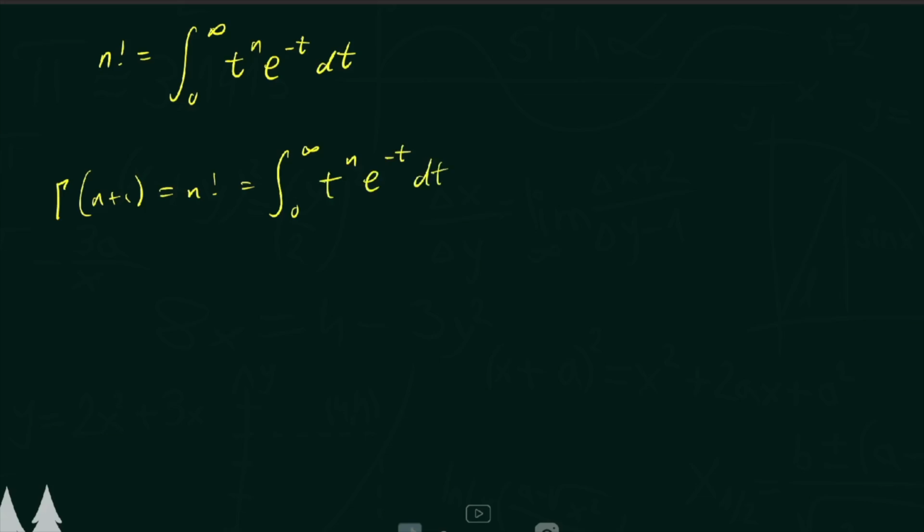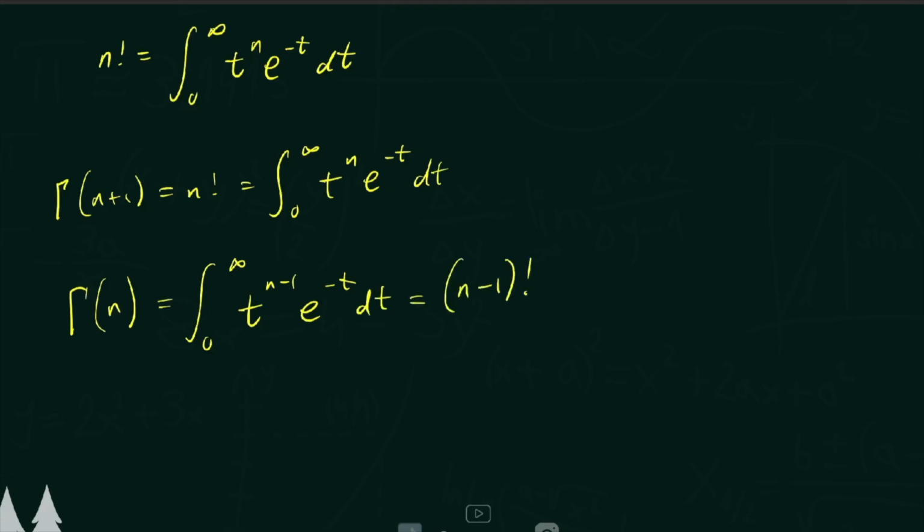We can go one step further, and instead of using gamma of n plus 1, we can use gamma of n. So we're really just subtracting one from n there, which is going to equal the integral from 0 to infinity of t to the n minus 1 e to the negative t dt. And this is going to equal n minus 1 factorial.